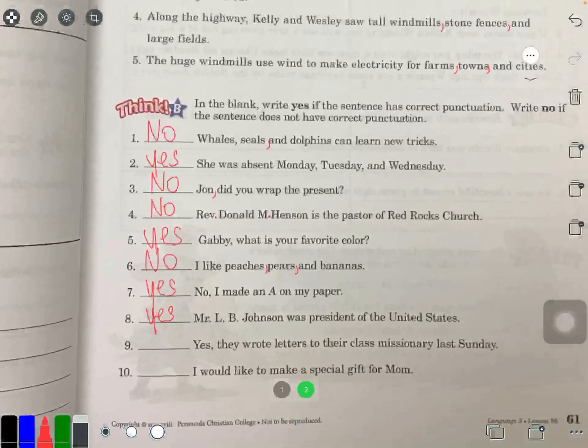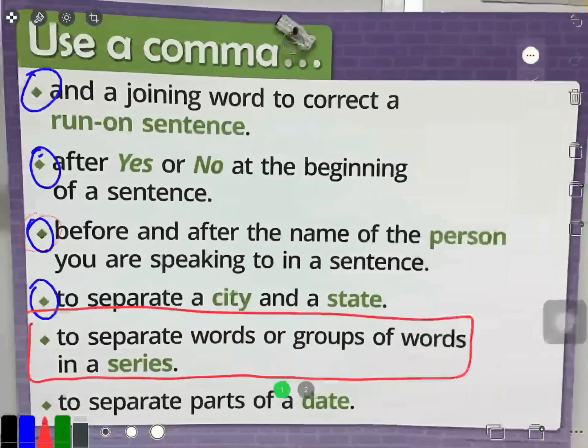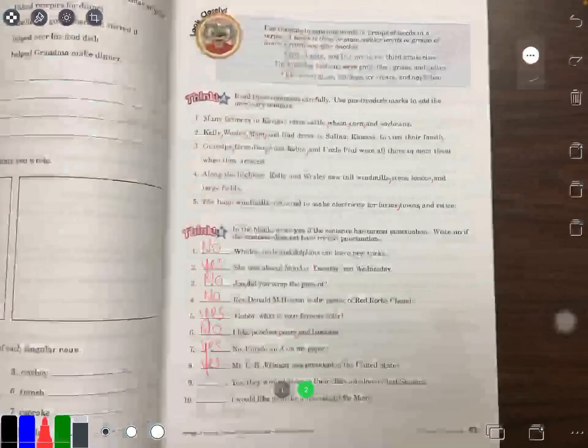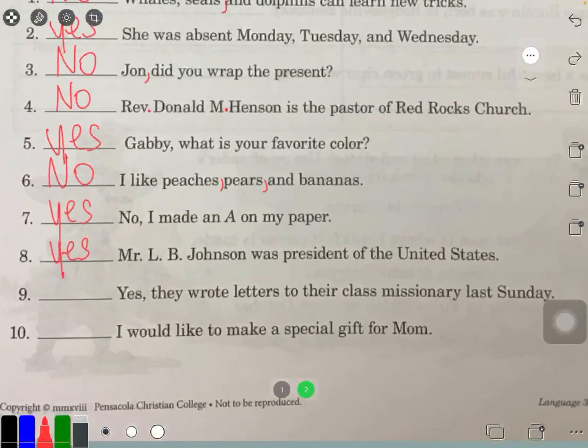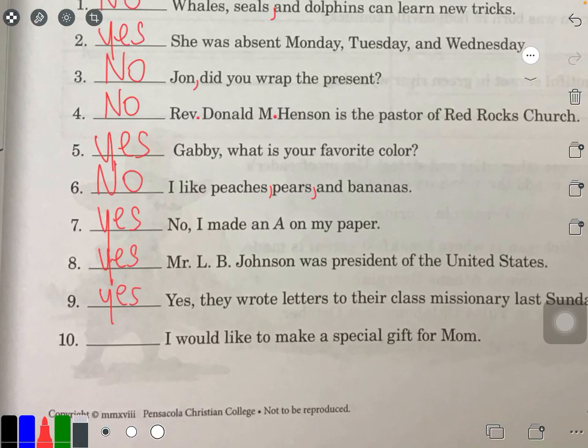Number 9. Yes, they wrote letters to their class missionary last Sunday. All right, that rule again here. Did they use a comma after yes? Let's see. Number 9. Yes, they did. So, yes, very good.